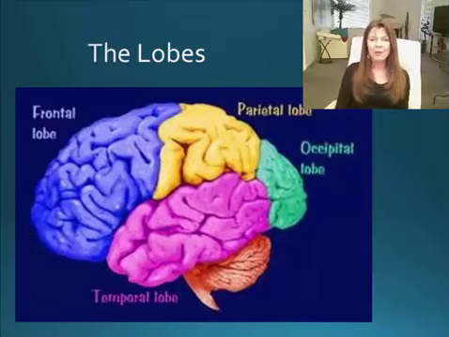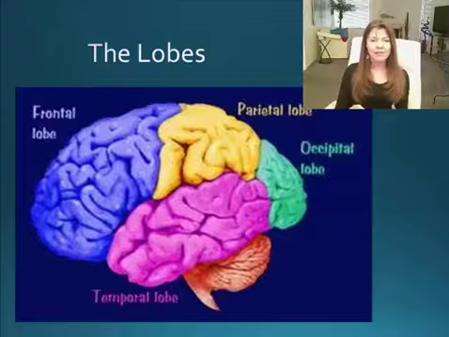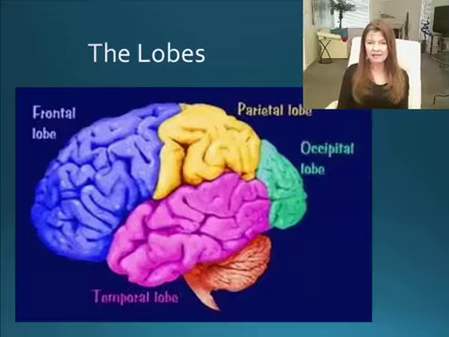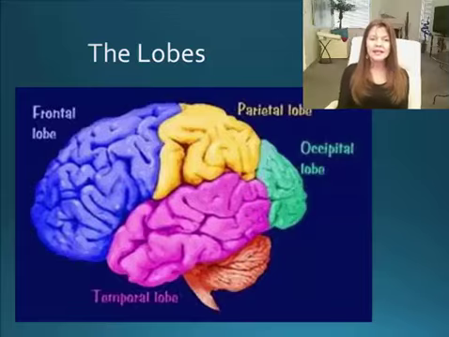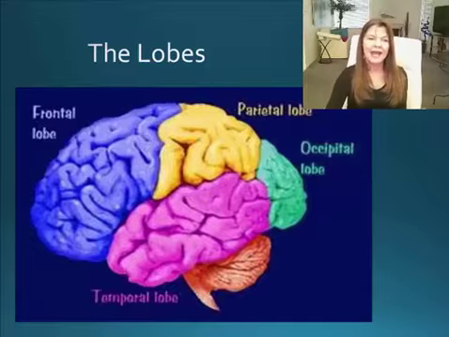Now the temporal lobe, in pink, is located on the lower sides of the brain. This lobe is involved in processing the rest of the senses. So auditory, hearing, olfactory, smell, and gustatory, taste. Damage to the temporal lobe can lead to problems with hearing, smelling, and tasting.